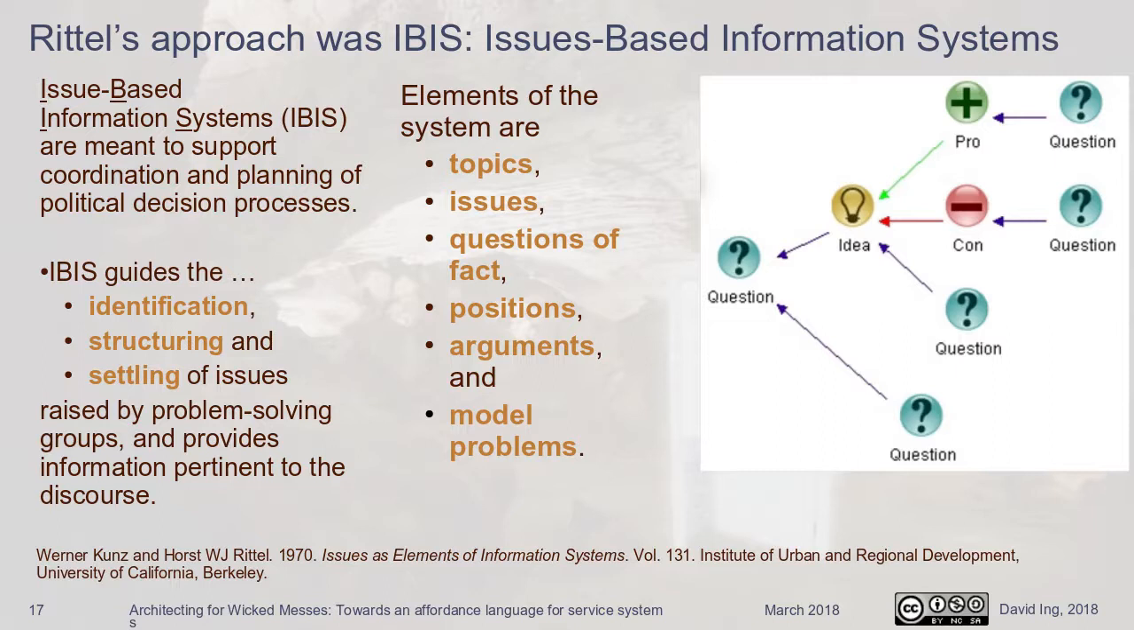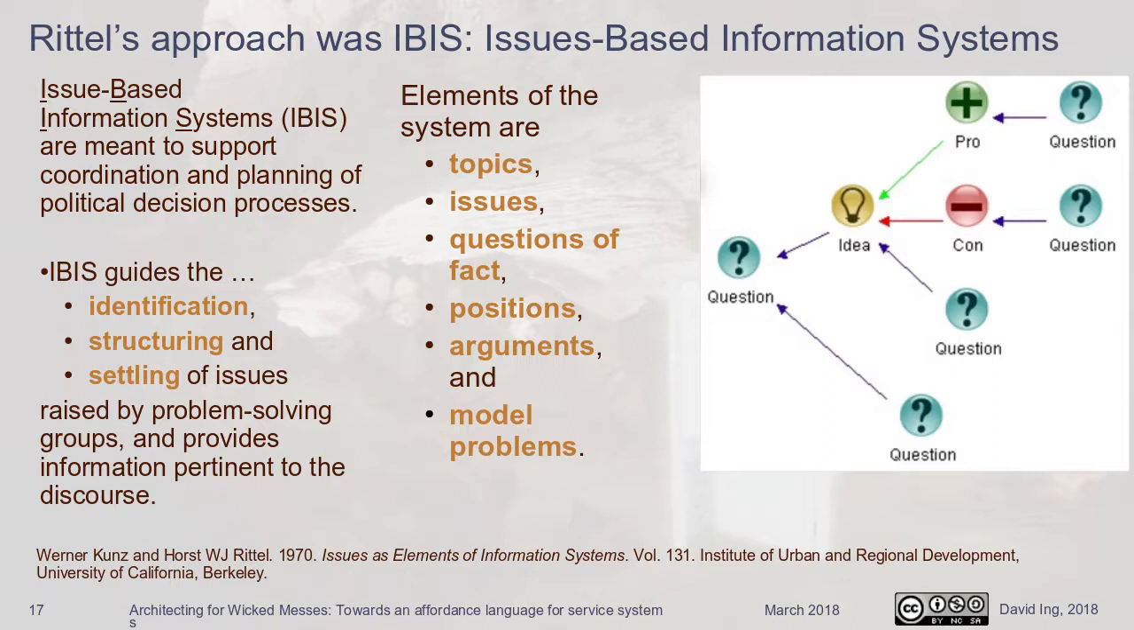But the elements of the system are topics. So you have something like an election that you can work on. Issues, the positions that people take. Questions of fact, or is it true or not true? Positions, the arguments, and then model problems, the way they approach it. So if you had a wicked problem, this is the way that Rittel would have suggested working on it. And he was doing this in California, Berkeley, in the architecture program.